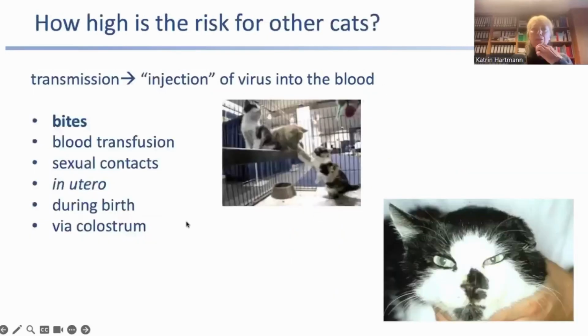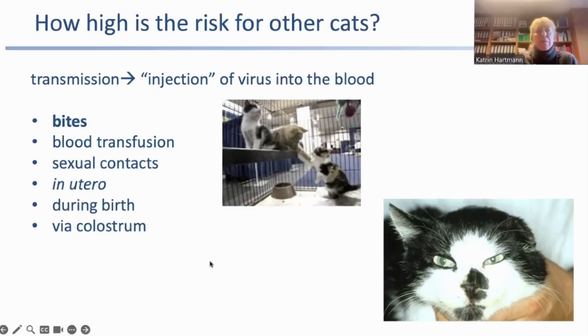So how about transmission? Transmission is usually caused by aggression. Most commonly bites, biting, fighting. This is most important. This is one of the first FIV cats. FIV was just found in California, and we had the first cats with FIV infection. Here you see this is a fighting cat. It lost its ear in a fight with the neighbor dog.